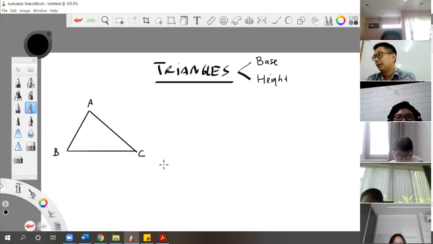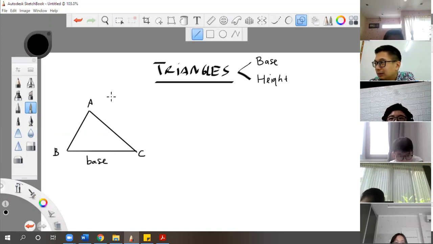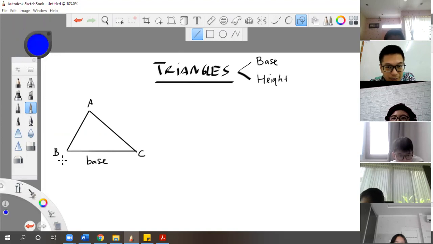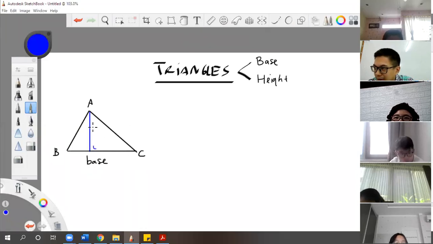This is C. Let's say this BC is the base. The base is something that is below. Okay, this is the base. Then where is the height, guys? The height is here, always 90-degree with the base. Start from the other point. Base is BC, right? So the other point is A, going down by 90-degree to get the height. So this is the height.